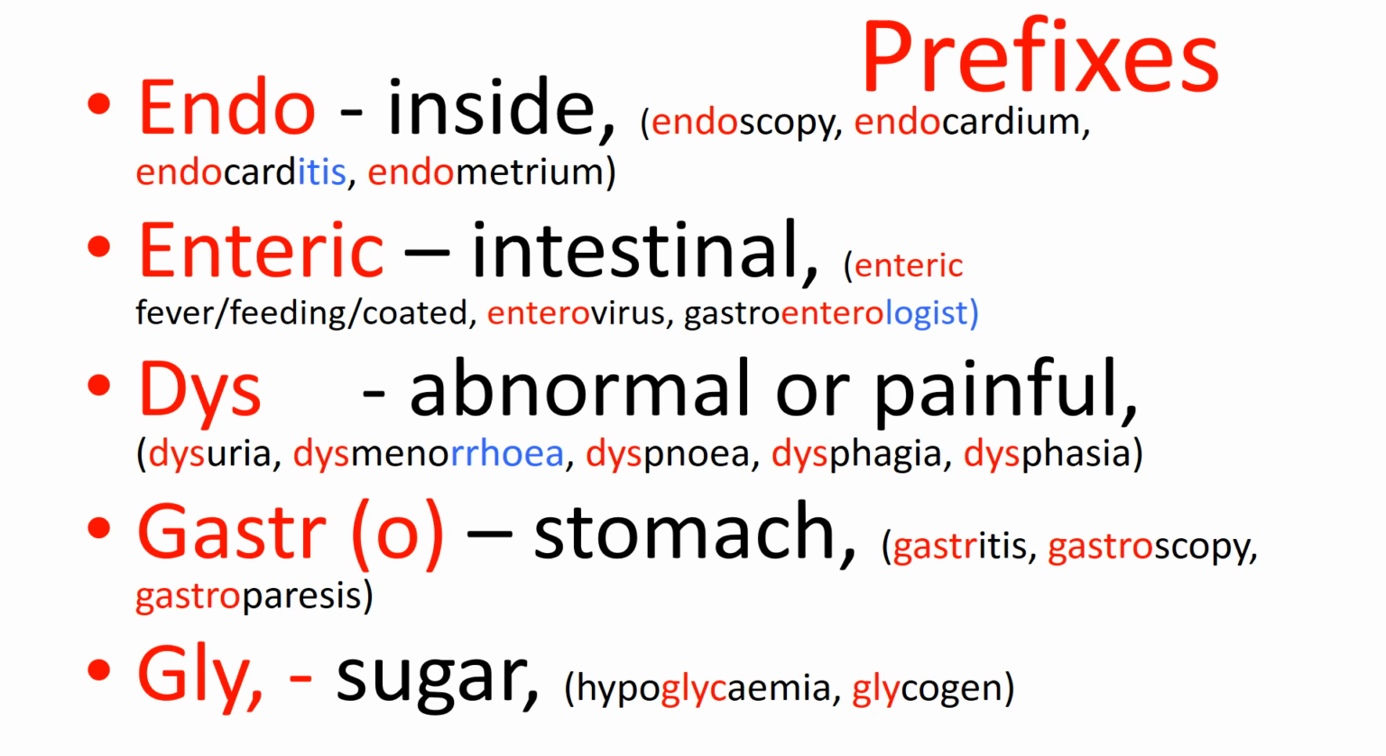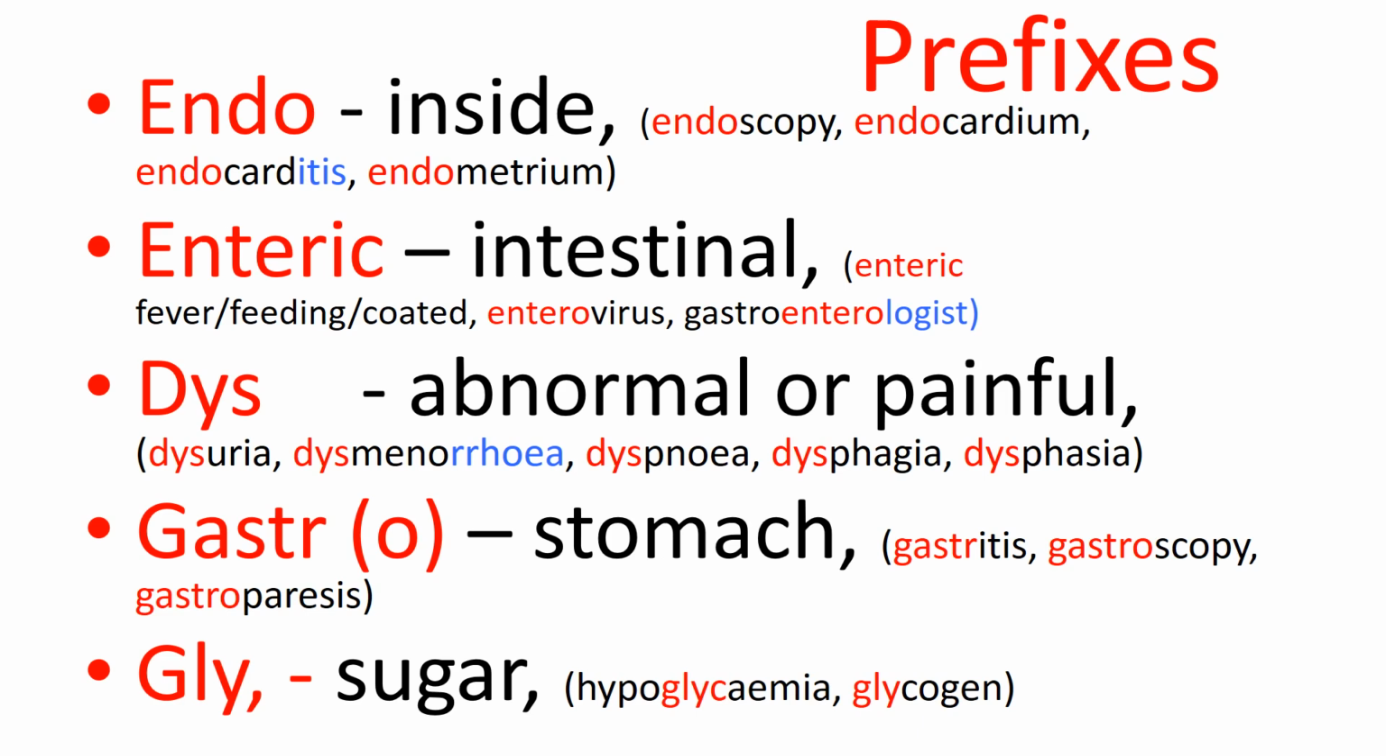Endo means inside. So endoscopy would be to look inside. So a colonoscopy, looking into the colon, a gastroscopy, looking into the stomach, a cystoscopy, looking into the bladder, are all forms of endoscopy. It is any time we are looking inside.